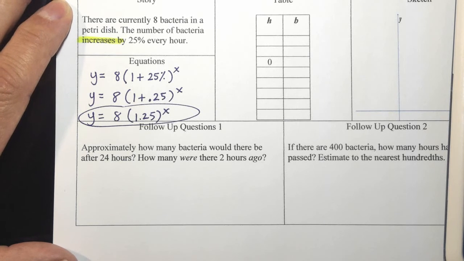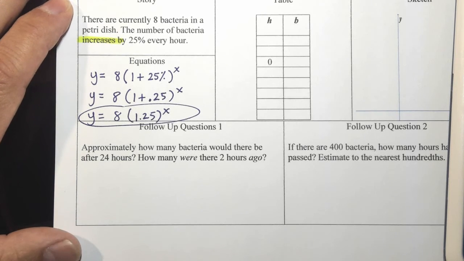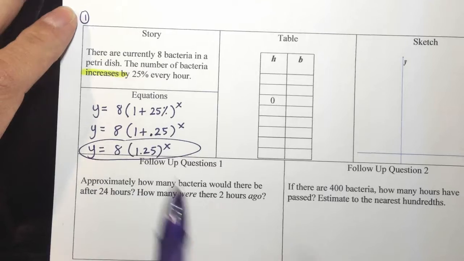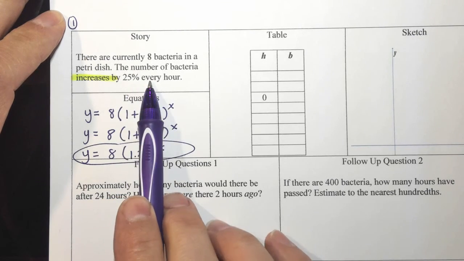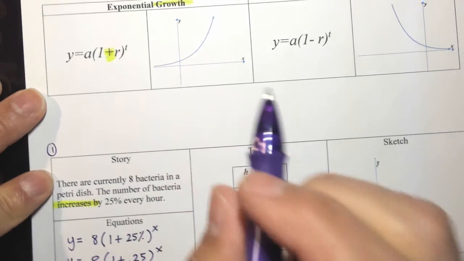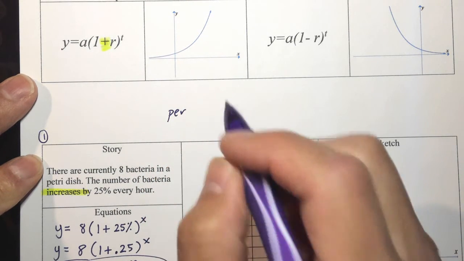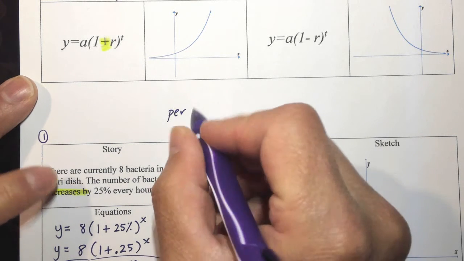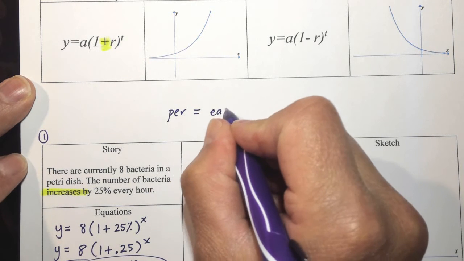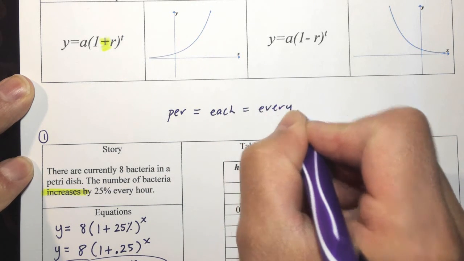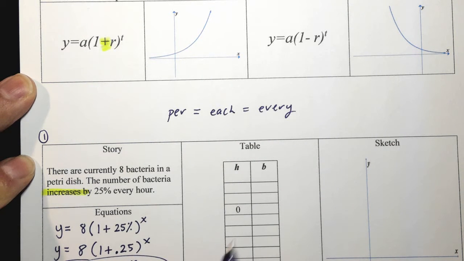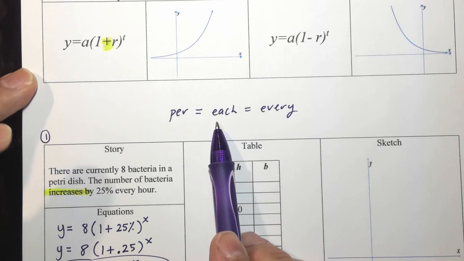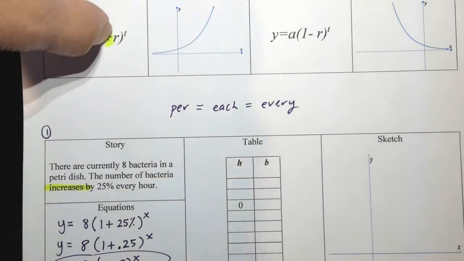the way that you can tell something is linear versus exponential is very subtle. You have to pay attention to the words, but we have 25% every hour. So these words, way back in first year algebra when you studied rates, you learned that the words per, each, every, all mean the same thing. So I could say $25 per week, $25 each week, $25 every week, and it means the same thing, right?